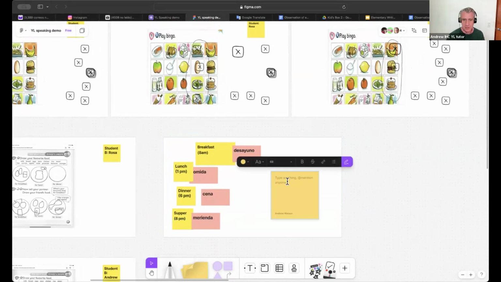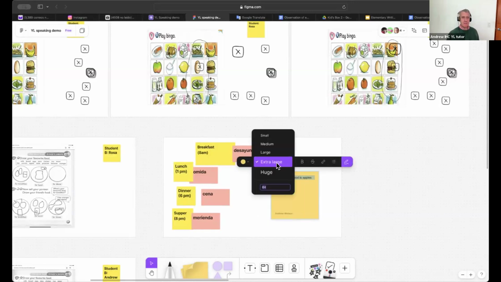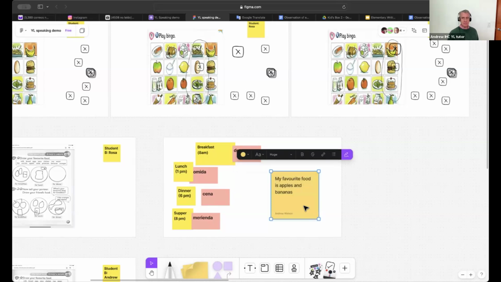So in English, you can say my favorite food. The spelling can be different between British and American, right? Favorite, but with British, it's favourite. My favorite food is apples and bananas. Why can you say my favorite food is apples and bananas and not my favorite food are? Because food is normally uncountable, right? So we use the singular verb is.